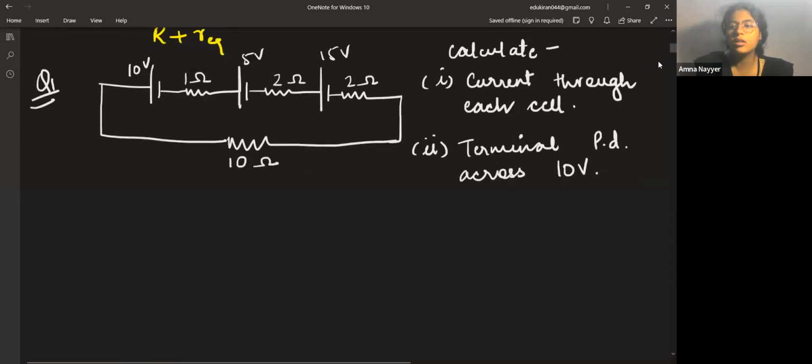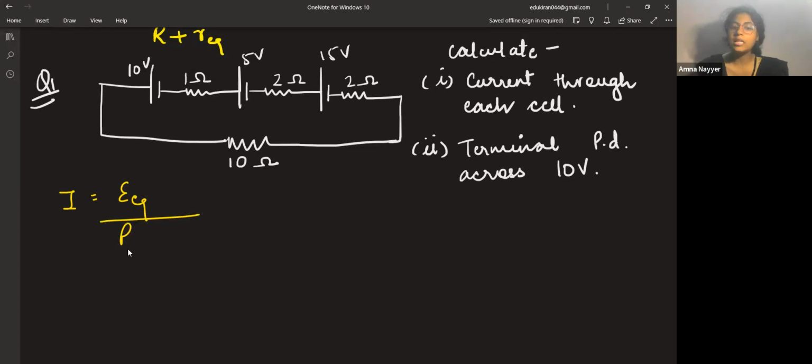So one numerical is also there. You have to find the current through each cell. You have to find the terminal potential difference across the 10 volt cell. So here, for current also, we'll be using I is equal to E equivalent divided by R plus R equivalent. The net equivalent EMF we'll be using, and here you will also have the R equivalent in your circuit.